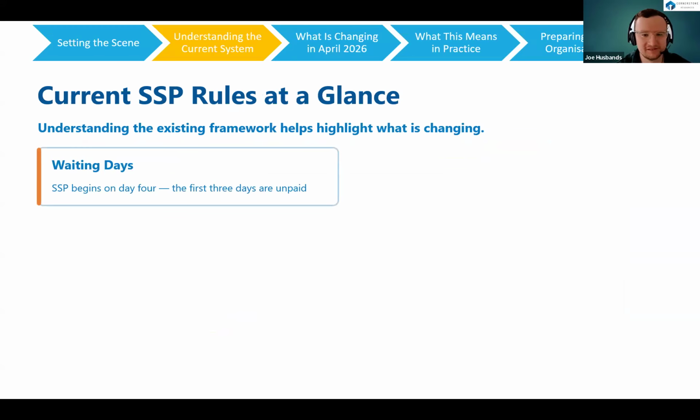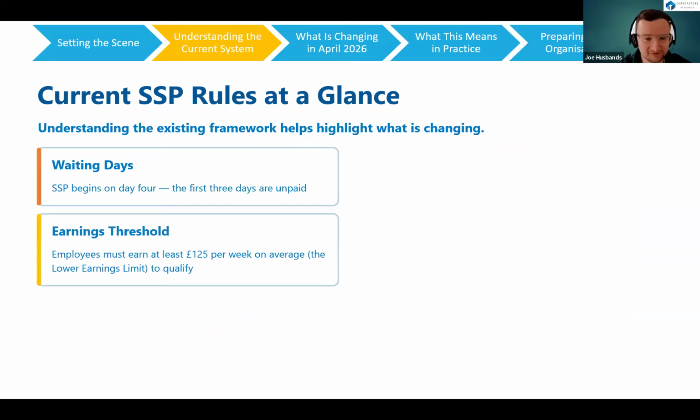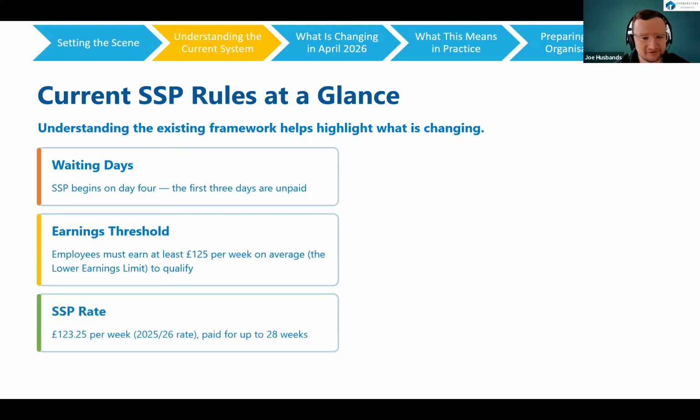Under the current system, SSP begins on day 4, as we've mentioned, of sickness absence. The first 3 days are those unpaid waiting days. Employees must also earn at least £125 per week on average, which is known as the lower earning limit. The current SSP rate for the 2025-26 tax year is £123.25 per week, and it can be paid for up to 28 weeks during a period of sickness absence.